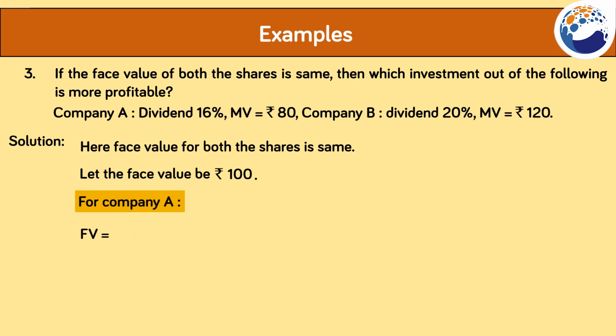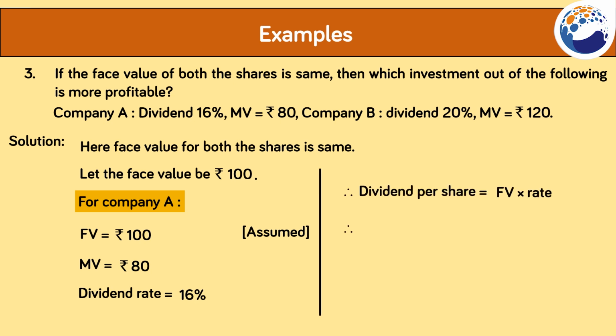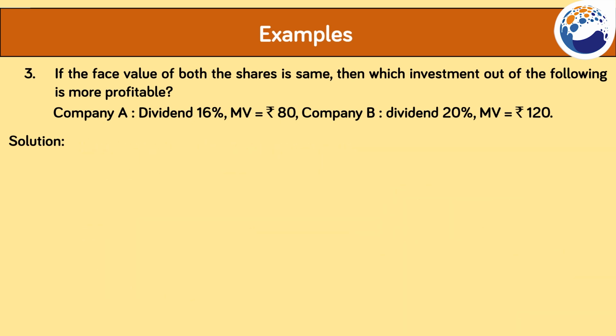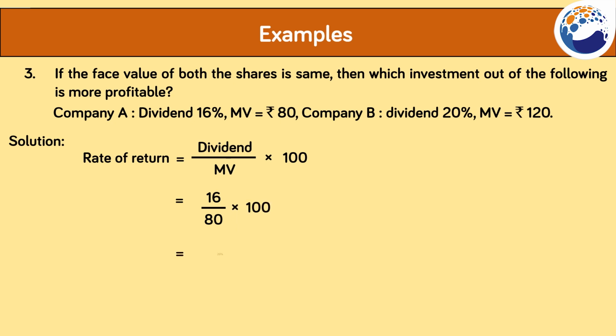1. For company A, FV is equal to Rs 100, assumed, MV is equal to Rs 80. Dividend rate is equal to 16%. Therefore, dividend per share is equal to FV into rate, which is equal to 100 into 16%, is equal to 100 into 16 upon 100, that is equal to Rs 16. Rate of return is equal to dividend upon MV into 100 is equal to 16 upon 80 into 100 is equal to 20%. Therefore, the rate of return for investment in company A is equal to 20%.